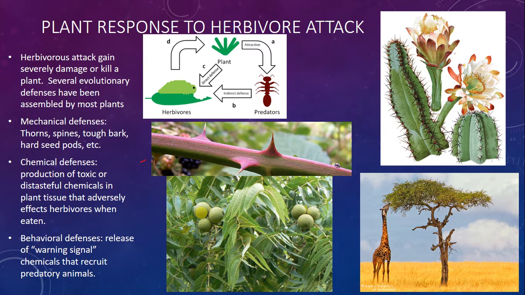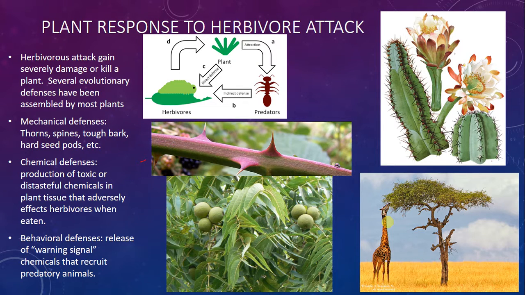And third, there are actually behavioral defenses. So some plants release warning signals, like if they're being eaten, that can warn other plants of the same species in the area that there are herbivorous predators. One really awesome example is the acacia tree in Africa, and it is a favorite food source of giraffes.